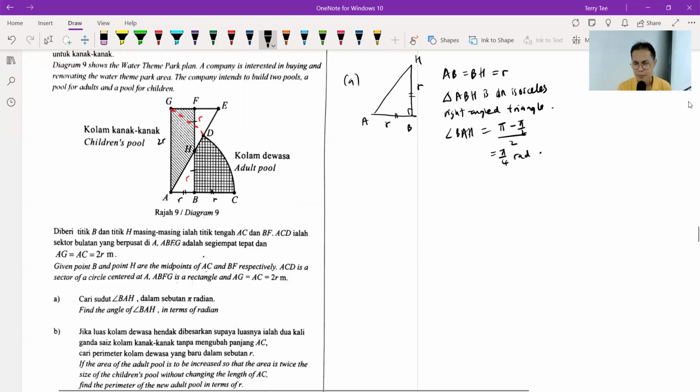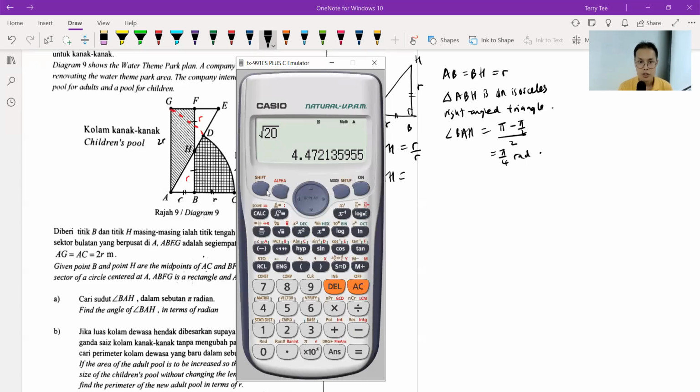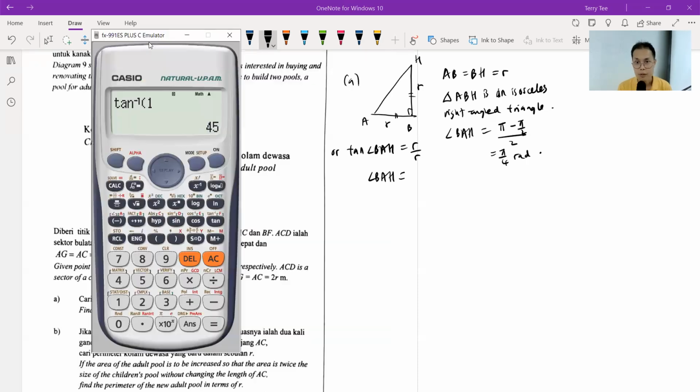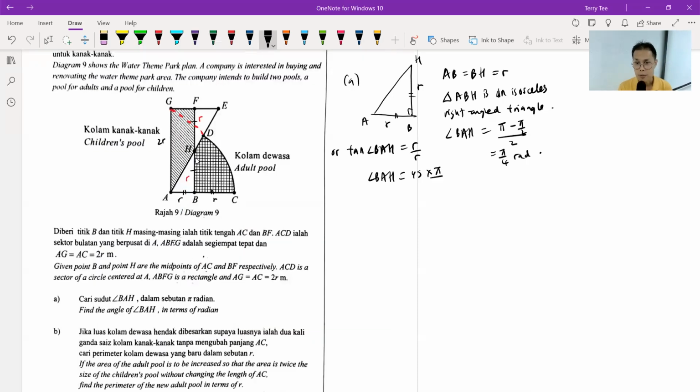Now, if you don't want to explain like this, we can also say tangent of angle BAH is R over R. Angle BAH will be, use your calculator, shift tangent. R divided by R is 1, so in degrees is 45. If you change your calculator to radian, or you multiply by pi over 180, you also get pi over 4.